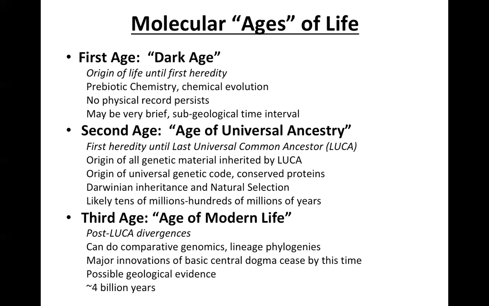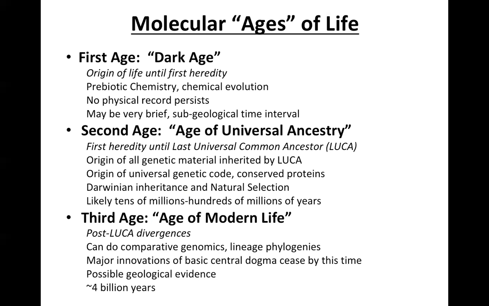The second age is really this age of universal ancestry. That is when you first start to see genetic material that is passed down, the rules of natural selection in place, and inheritance that has persisted until today. So the origin of all the genetic material that was inherited by Luca and subsequently passed down to life that we can observe in sequence now. And then finally, the third age is just modern life. It's everything after Luca, what we normally think of as life.